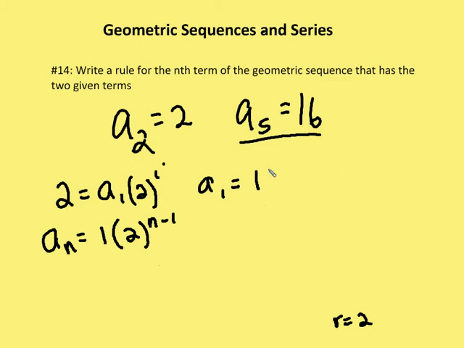So we went through a process of identifying a sub 1 in terms of r, and then substituting that value in for the other equation that we had, and finding out what r was, and then using that value for r to define what a sub 1 was. And once we have both a sub 1 and r, then we can write our rule.